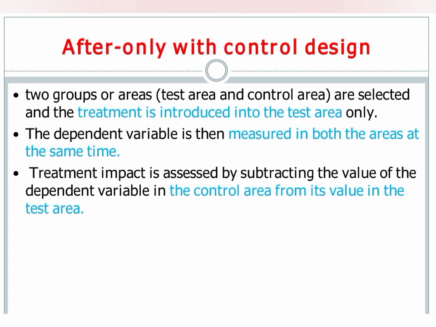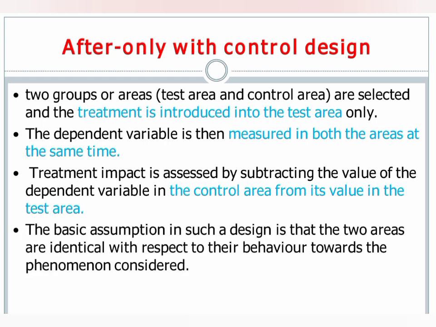The treatment impact is assessed by subtracting the value of the dependent variable in control area from its value in the test area. So we are going to obtain the treatment effect by subtracting the value of the dependent variable in test area and control area. Now let us see the example for this one. The basic assumption in such a design is that the two areas are identical with respect to their behavior towards the phenomenon considered.